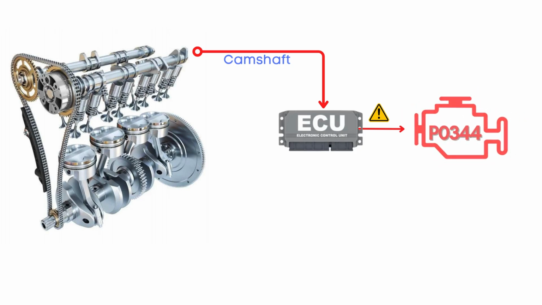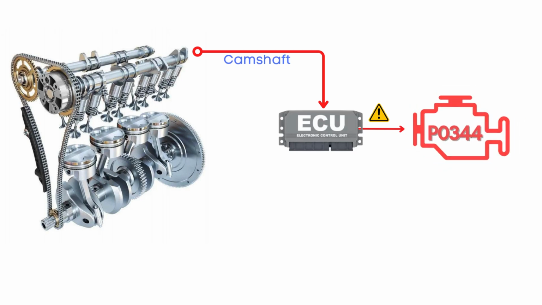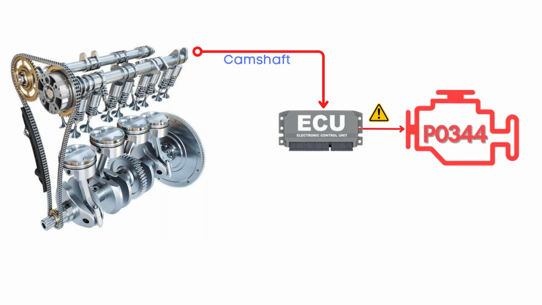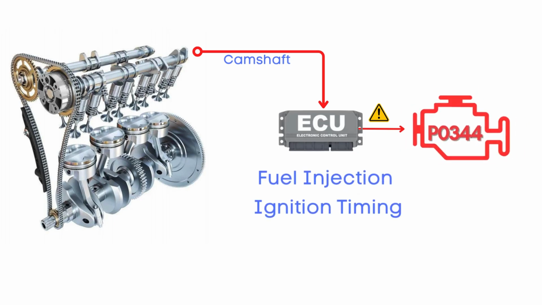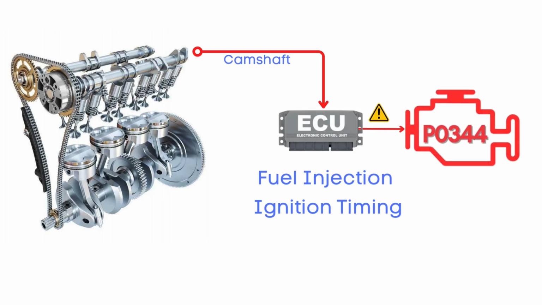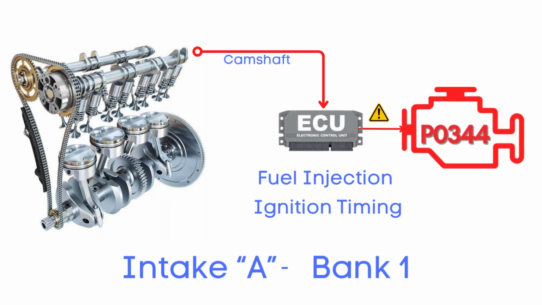Now, this sensor plays a super important role because it helps the ECM figure out the exact position of the camshaft, which it needs in order to manage fuel injection and ignition timing. It indicates an issue with the camshaft position circuit for bank 1, specifically refers to the intake camshaft.